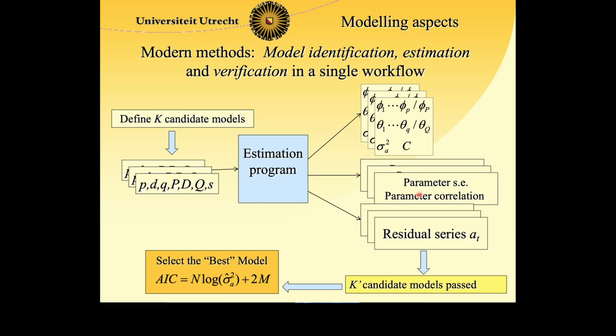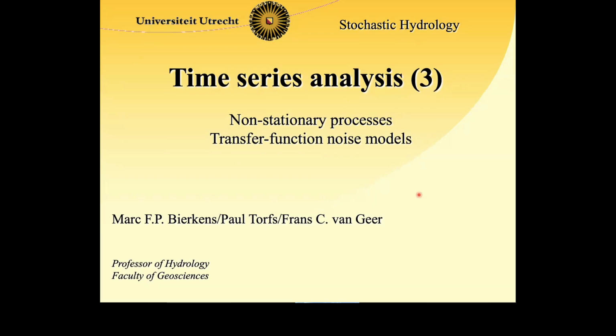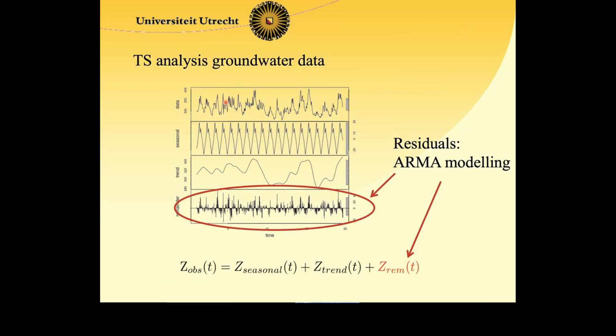So let's move on to part 3, and that's looking at non-stationary processes and transfer function noise models. So we saw that in principle, time series, especially hydrological series, are non-stationary because there are periodicities in there. There's often also seasonal or multi-annual trends in there, and you want to have a stationary random function to fit an ARMA model to.